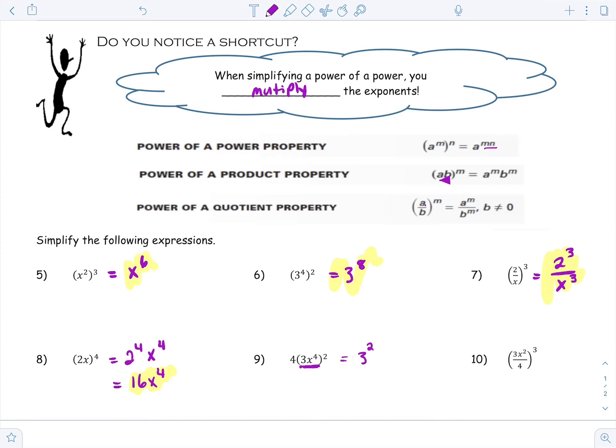So it becomes 3 squared and then x to the 4th squared. But notice how in this second part, that's a power raised to a power. So we're going to use the power of a power rule and say 4 times 2, which is 8. So this becomes x to the 8. And then we have 3 squared, which is 9. So 9x to the 8.